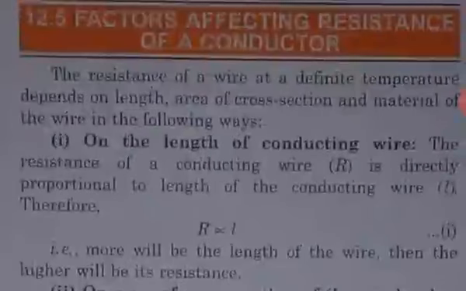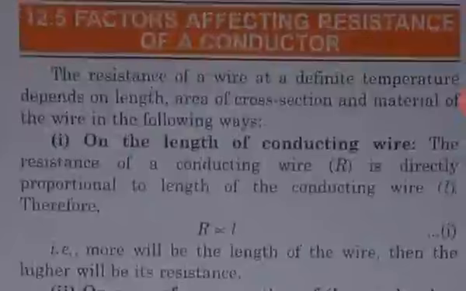Today we will continue the chapter electricity: factors affecting the resistance of a conductor. But before I repeat, what is Ohm's law? At a constant temperature, the current flowing in a conductor is directly proportional to the potential difference applied across its ends. V upon I is equal to R. So, R means the resistance.